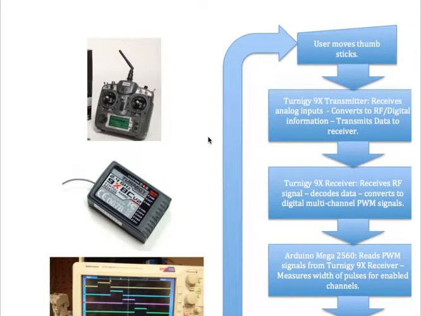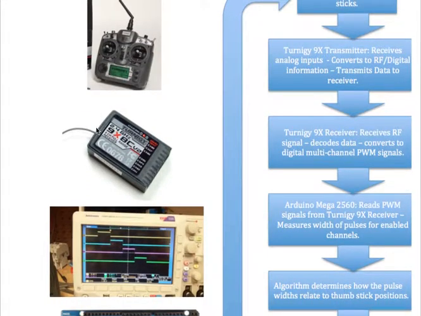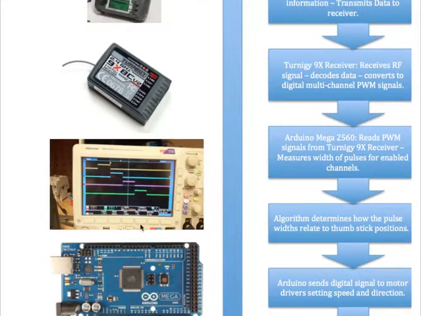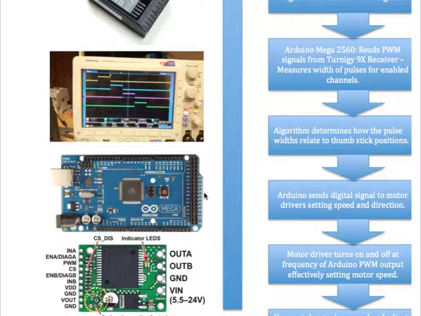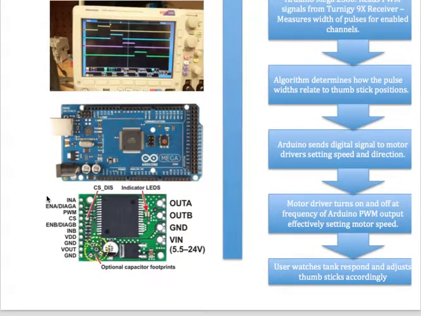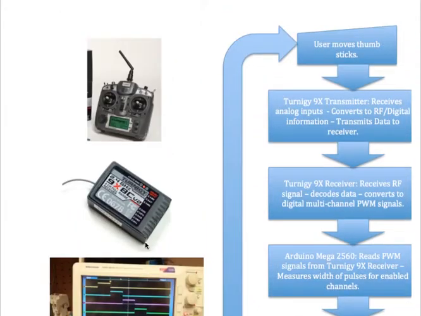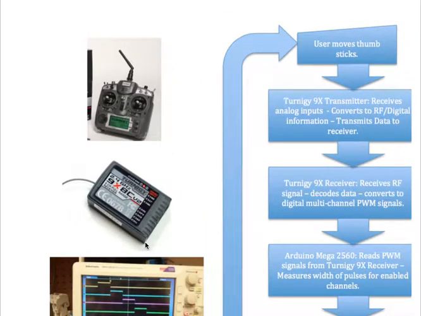Okay, so I'm going to quickly talk you guys through the logic diagram for what's going on when we're using the Turnigy 9X transmitter, the receiver, how that relates to pulse width modulation, interrupt service routines, how that all interfaces with the Arduino Mega 2560, our PWM motor driver, and how we're using that to control a remote controlled tank. So we'll jump right in.